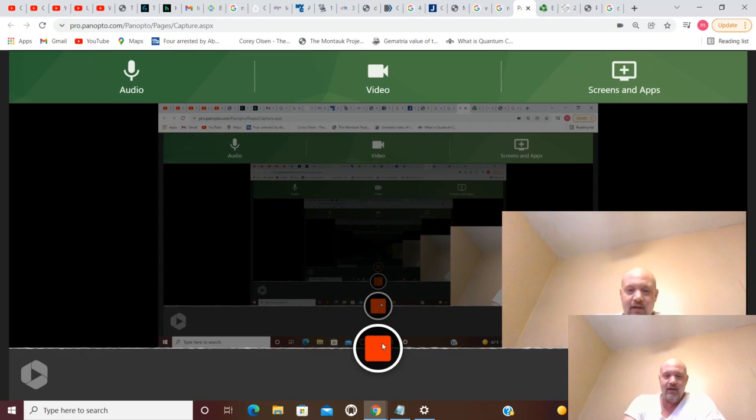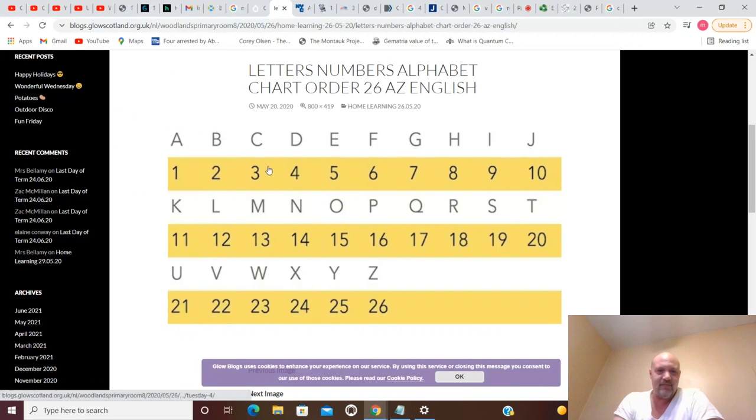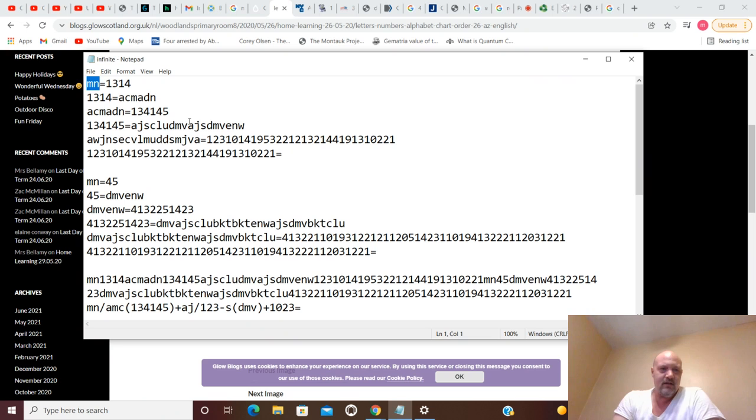alphabetic order. So with Manwich, the only thing that happened is an M changed to an N, and we used this chart to convert M to 13 and N to 14. So MN became 1314.